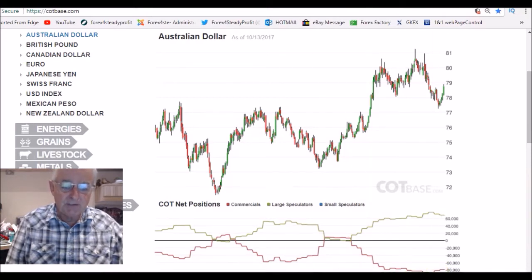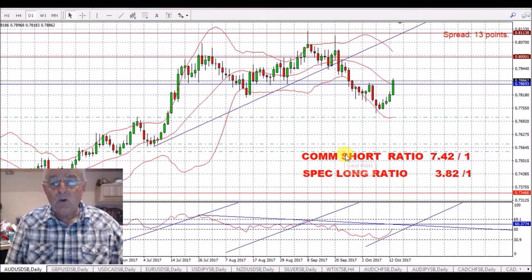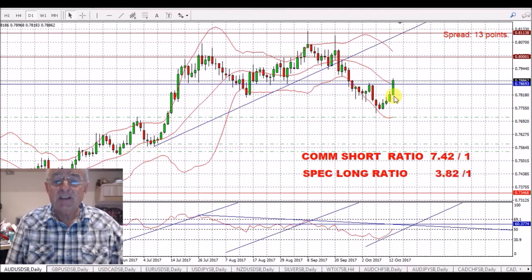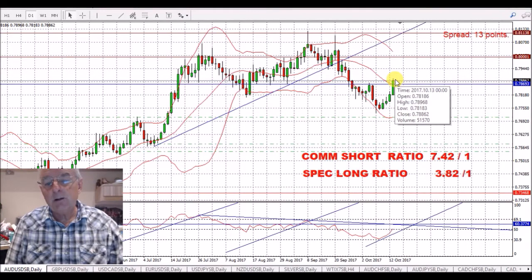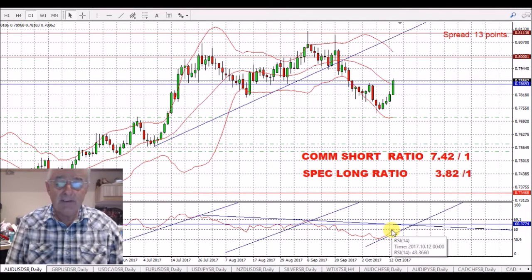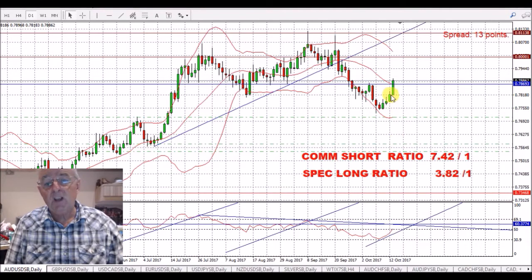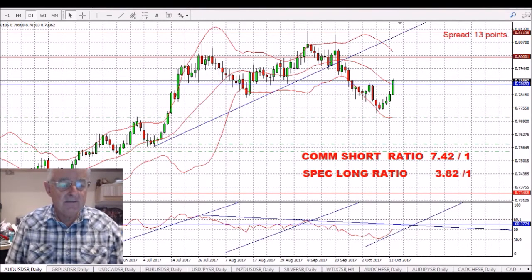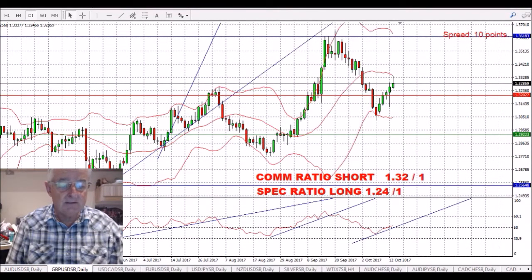So if we go over to the chart, we have a commercial short ratio of 7.42 to 1, which is a pretty good extreme. We've seen a large candle on Friday move up. Might expect a little bit more upside from this before it starts coming back down. We're just above the 50 on the RSI, but I expect the downward trend to continue with this, and we've got some very high resistance just above. So I don't see much more upside and quite a lot of downside over the period.